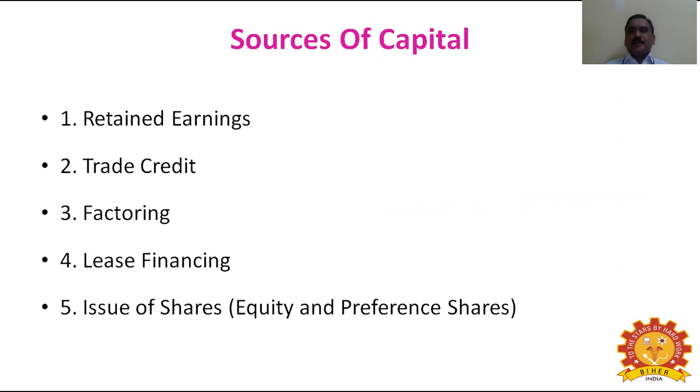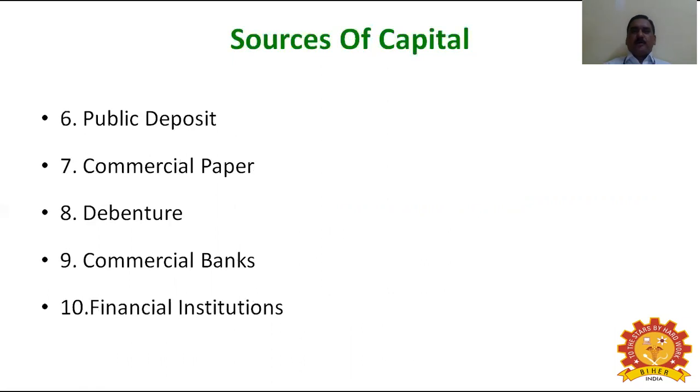Number two, the trade credit. Number three, the factoring. Number four, the lease finance. And number five, the issues of the shares. That means either equity or preferred shares. Let us see one by one.